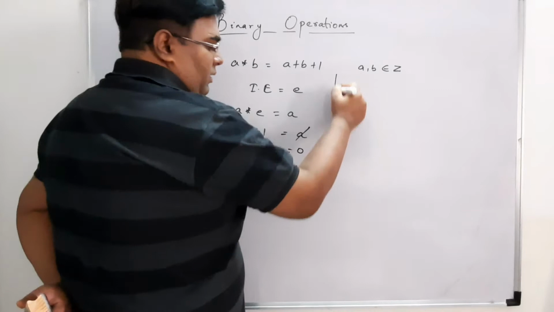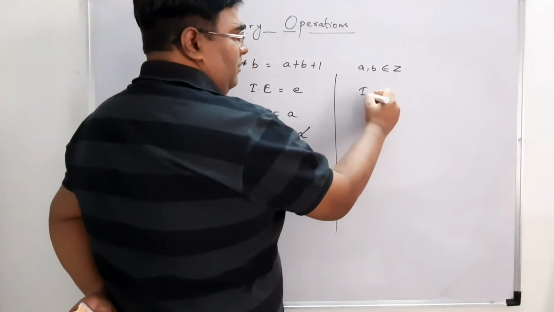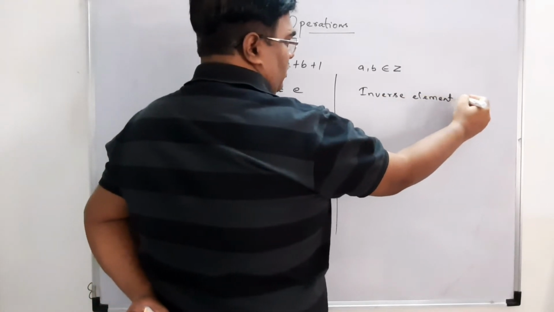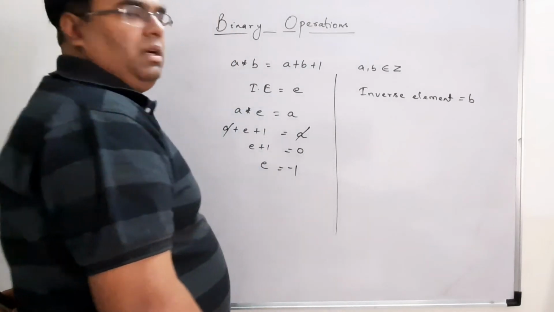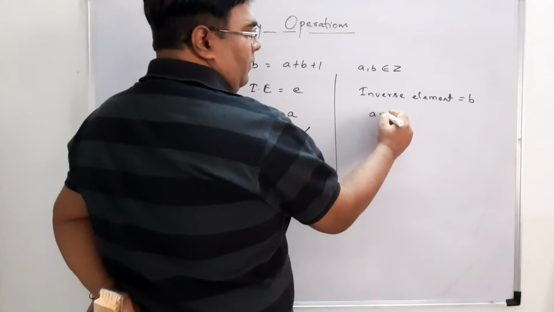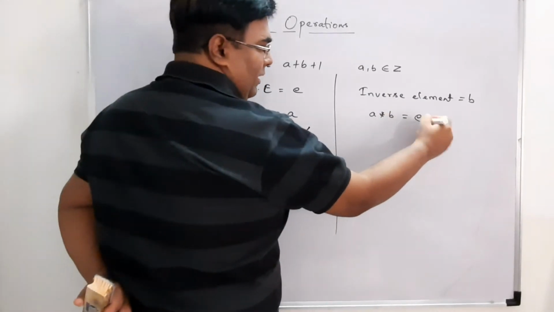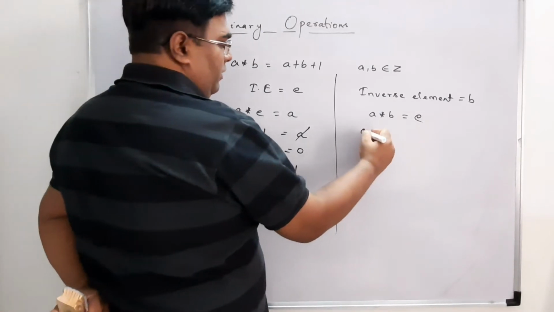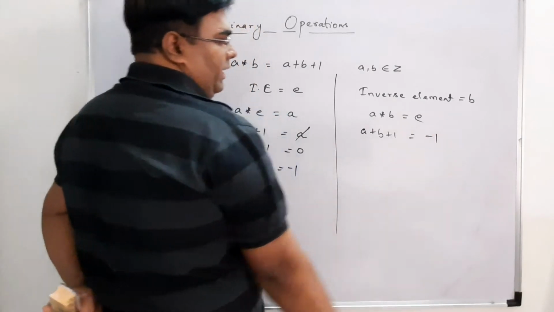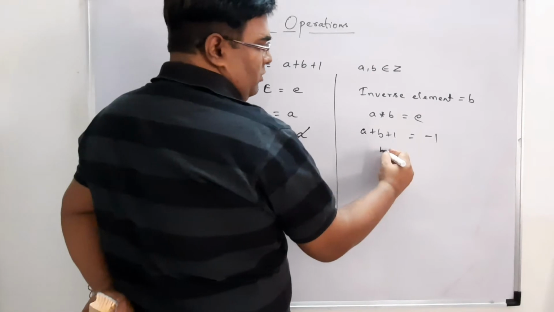Now we need to find our inverse element. What is your inverse element? Let's say it is B. So what will we get? A star B should be equal to what? Our identity element. So here A plus B plus 1 should be equal to what? Minus 1, because E is our minus 1. So what is B?